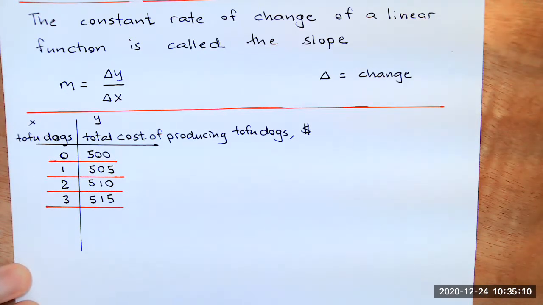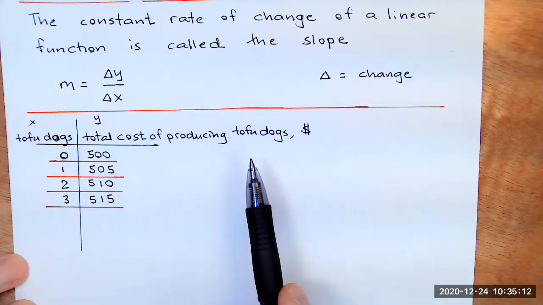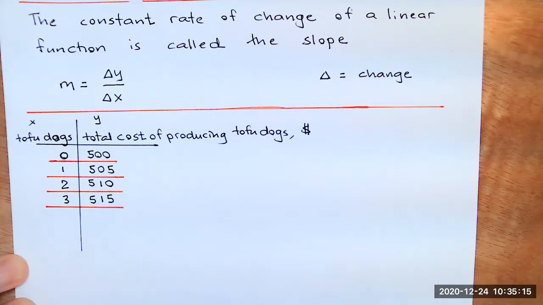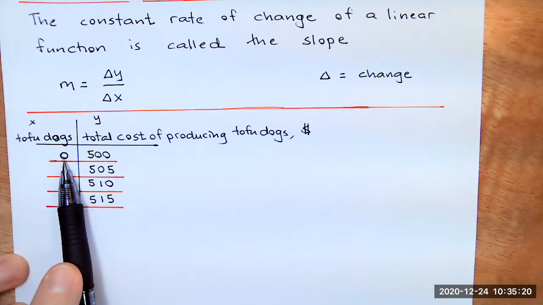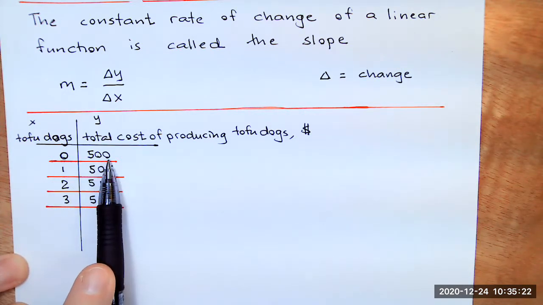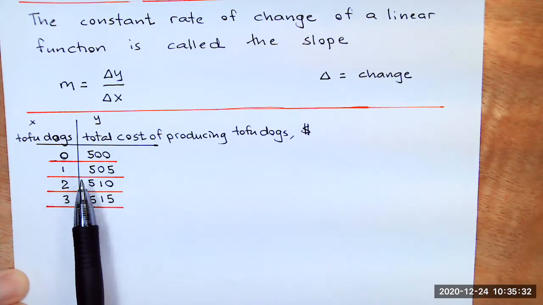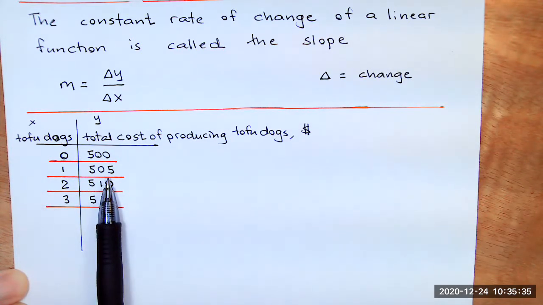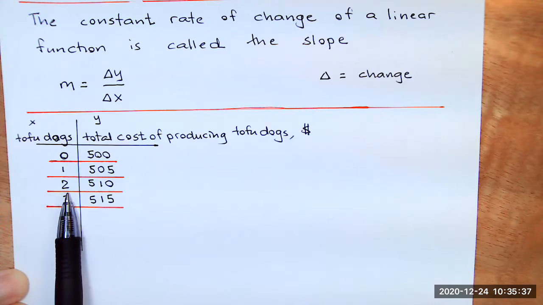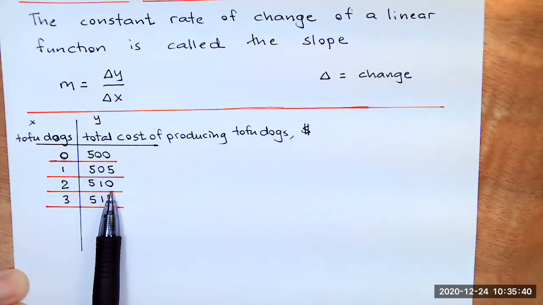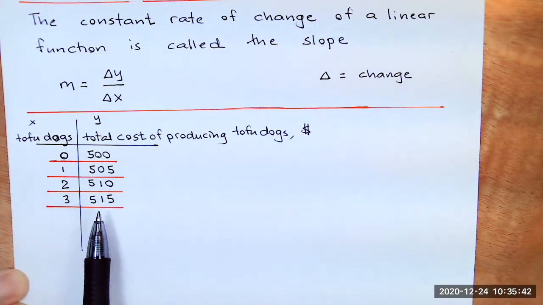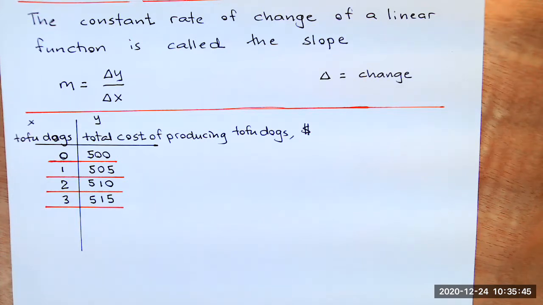Let's look at another function. Let's say you decide to start selling tofu dogs at the local metro station. So to produce 0 tofu dogs costs $500. That's the cost of your tofu dog stand, also known as the startup cost. Producing 1 tofu dog costs $505 total dollars. Producing 2 tofu dogs is $510 total dollars, and 3 is $515 total dollars.